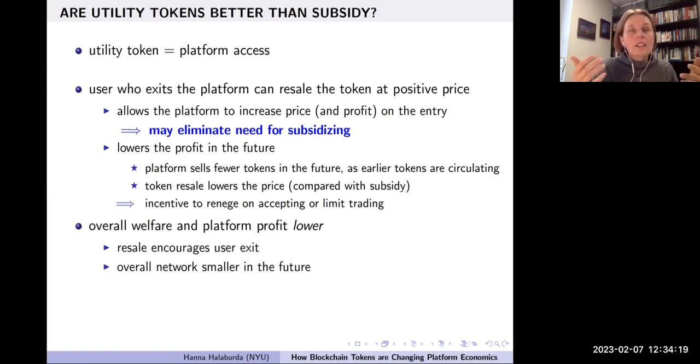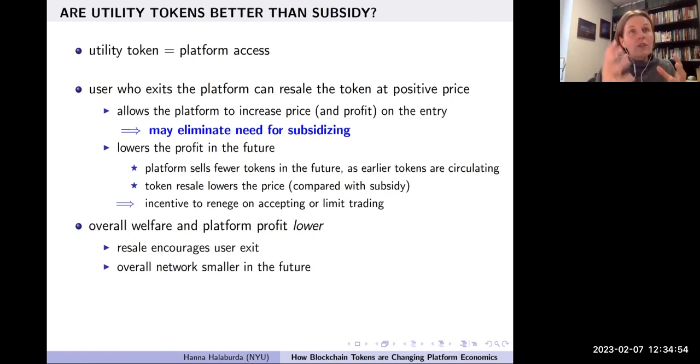Because if you exit and you get 0, fewer people will exit after trying the platform than if you can get $1 for your exit. And that means that there will be some people who will stay on the platform and still contribute to the network effect, even if it's on the margin. So that means that the overall network is going to be smaller in the future with tokens, as more people leave. Okay? So this is why we are going to get overall welfare to be lower.